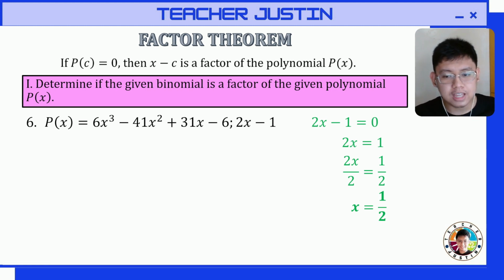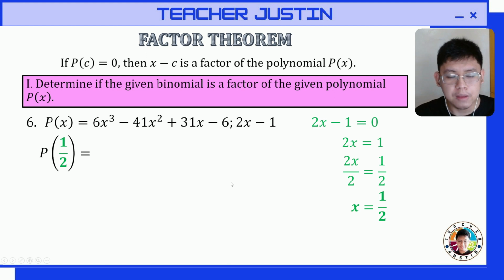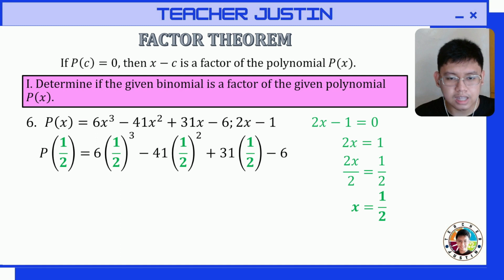Now, after getting the value of x, we will replace all variable x dun sa ating polynomial function by 1/2. So, let's replace. We will have 6 times the cube of 1/2 minus 41 times the square of 1/2 plus 31 times 1/2 minus 6. So, let's simplify each term.